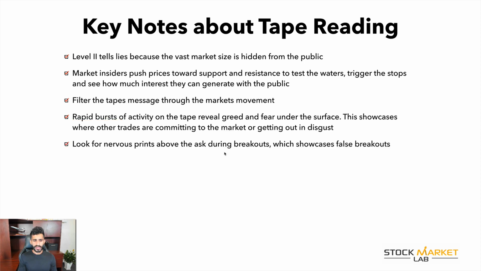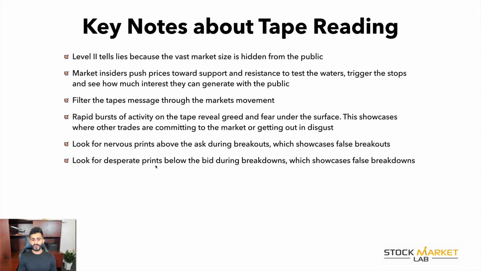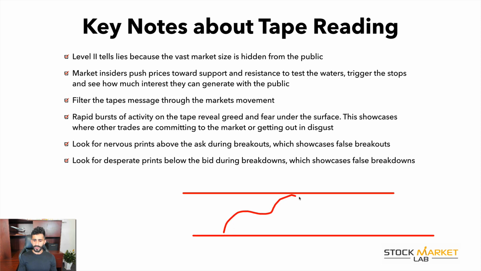Now, next thing to look at is look for nervous prints above the ask during breakouts, which showcases false breakouts, or look for desperate prints below the bid during breakdowns, which showcases false breakdowns. So what does that mean? Like I just mentioned, sometimes when a stock breaks resistance, you see a lot of orders executing on the time and sales, just going through very, very fast, which are showcasing that this may possibly go up. That at times is people wanting to get in, people chasing. It's not strong movements. Not all the time, but most of the time it's false movements.